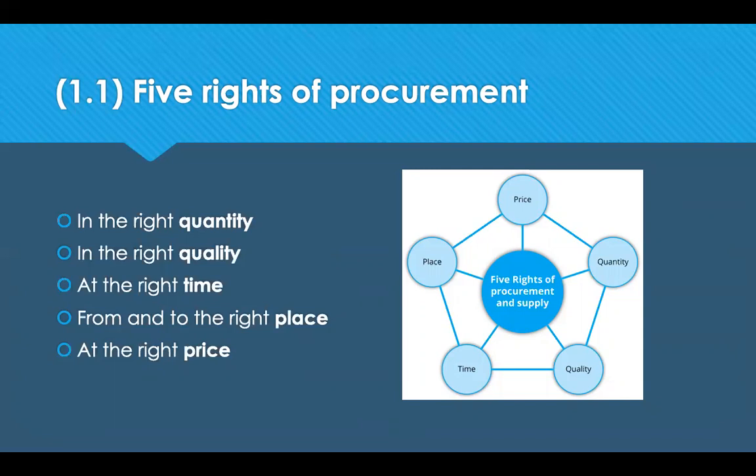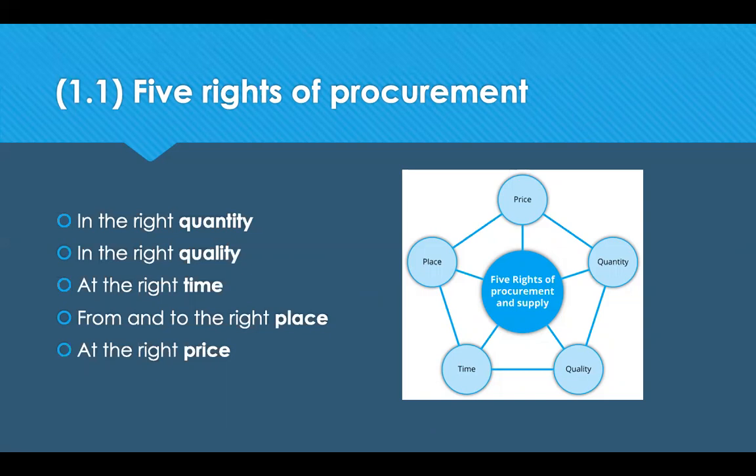So let's go through them one by one. Let's look at quantity first. Too little could result in production line stopping, but too much could increase your storage costs. From a quality point of view, inferior quality could halt production, whereas superior quality would increase your cost unnecessarily. Time, products and services need to be delivered when the organisation needs them and is expecting them and is open to receive them. So being too early or too late are both as bad as one another.